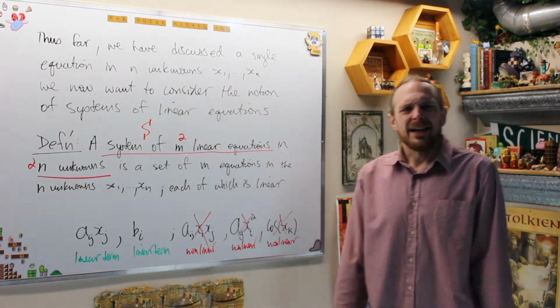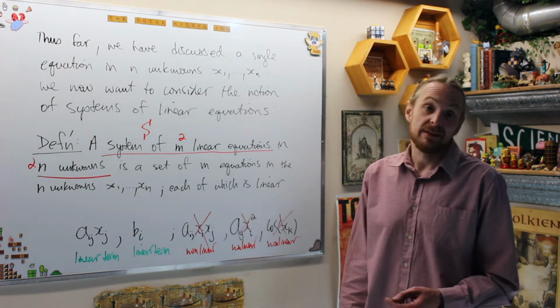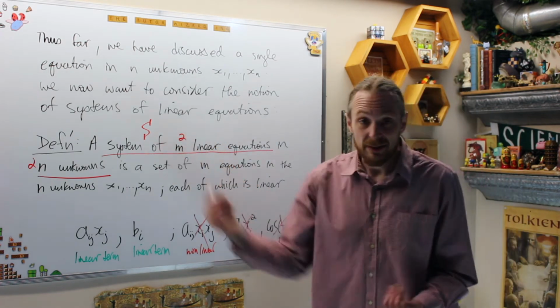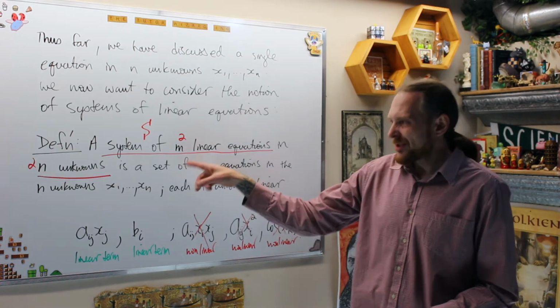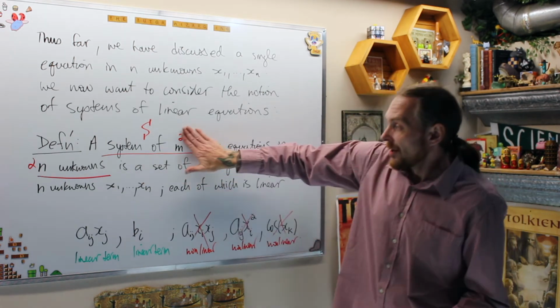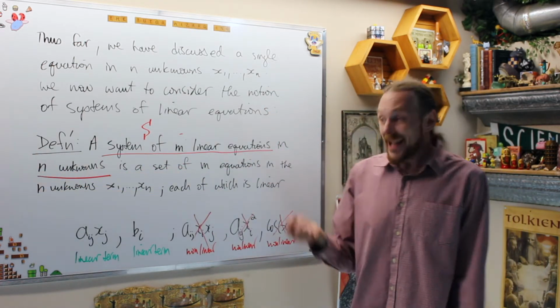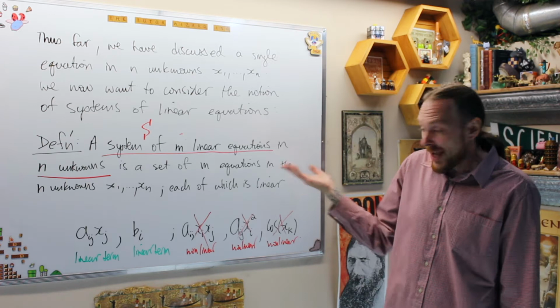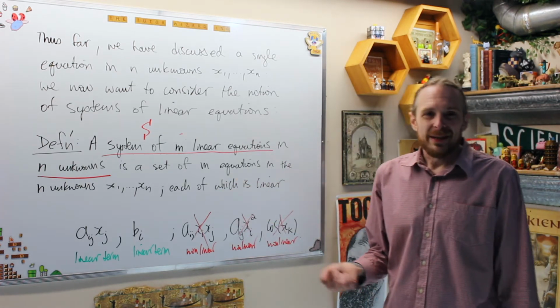And then we'll get the idea of seeing that there's always going to be one solution, no solution, or infinitely many solutions. And we'll get that nicely with a 2x2 system in this video. And then we'll go on to the general m equations in n unknowns. But for now, a system of m linear equations in n unknowns is simply just a set of m equations in those n unknowns, each of which happens to be a linear equation.